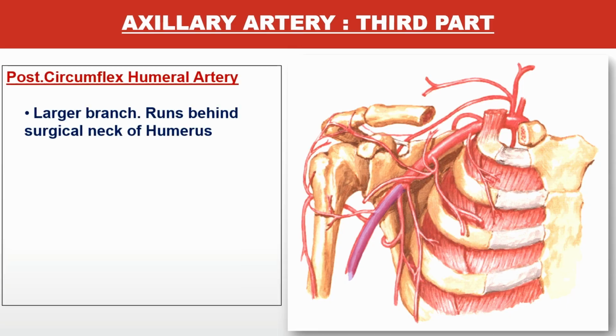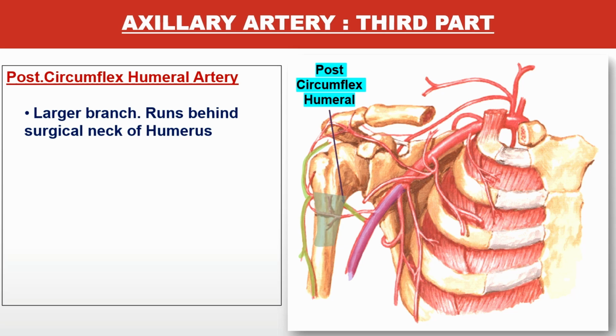Posterior circumflex humeral. Where will the posterior circumflex humeral go? Posteriorly to the humerus. Can you see this? This is going posterior to the humerus. So this is posterior circumflex humeral. Circumflex means it is circling the neck of the humerus.